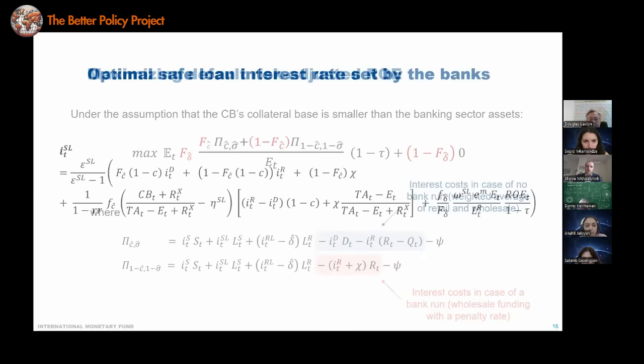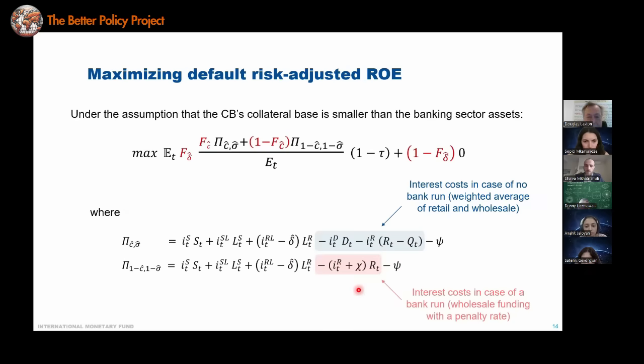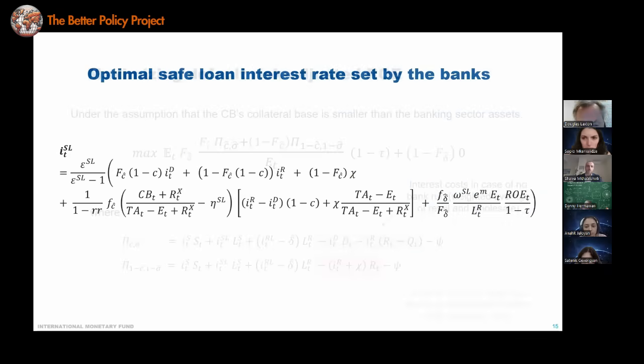Okay, so that's pretty much it. These are very simple constraints. And if we add those into the optimization problem, then we get these first order conditions, or solution, the equations that describe the evolution of interest rates.